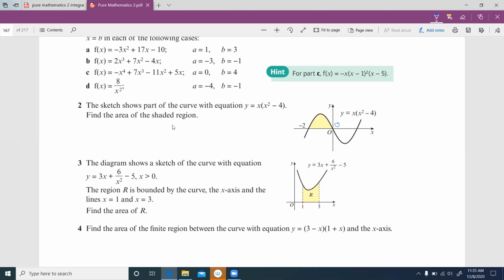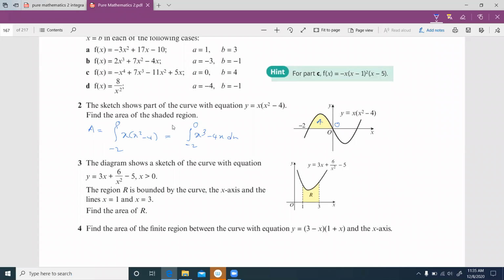So with that, you can find the shaded region, area A. This area A, you can find by integrating from minus 2 to 0 the graph x times (x squared minus 4). Anyway, you have to simplify this. From minus 2 to 0, this is x cubed minus 4x dx. So from this integration, you can get this answer.